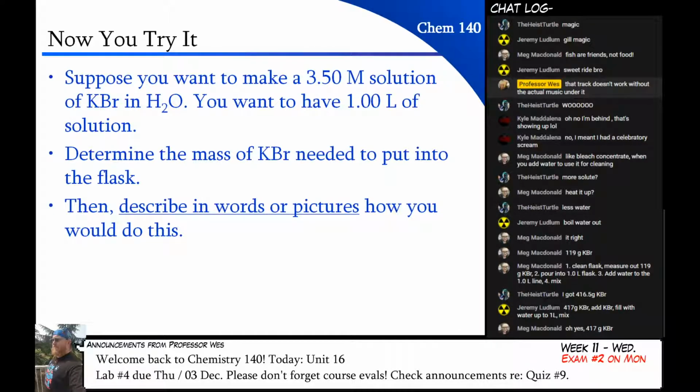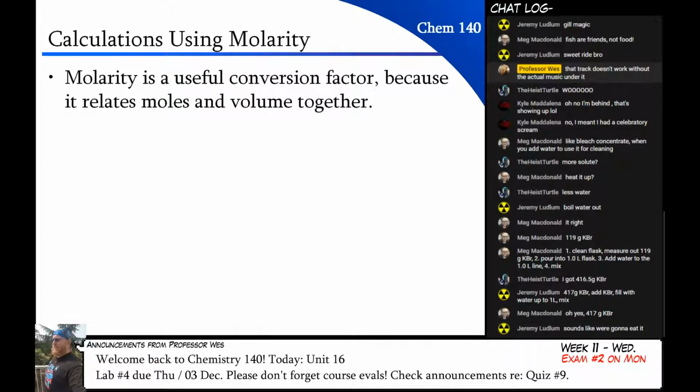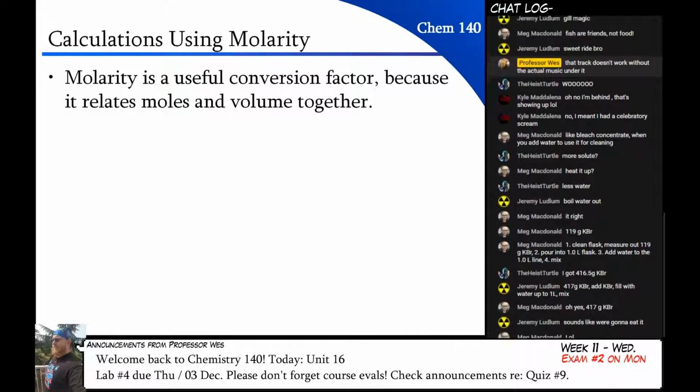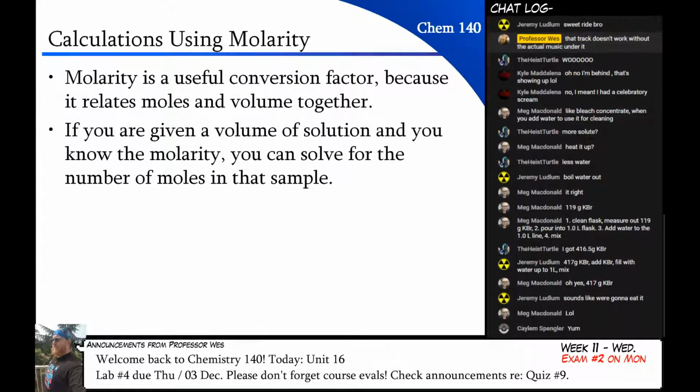All right, for the next part, we're going to do a few more calculations using molarity. Now, molarity is super useful because it is a ratio of moles and volume, which means that it is a conversion factor, just like density was. And so what we're going to do is use molarity to figure out how many moles are in a sample given its volume. Because if I multiply volume by molarity, you get moles.